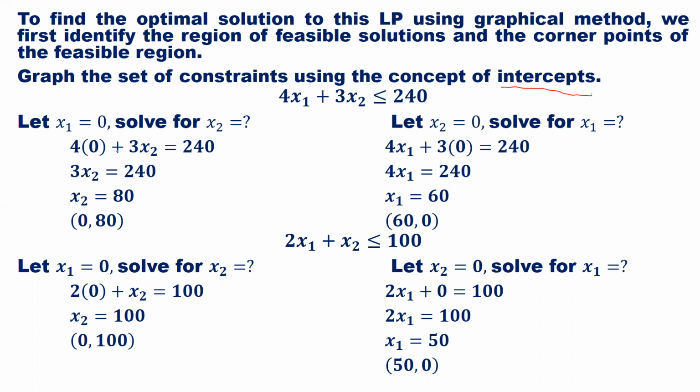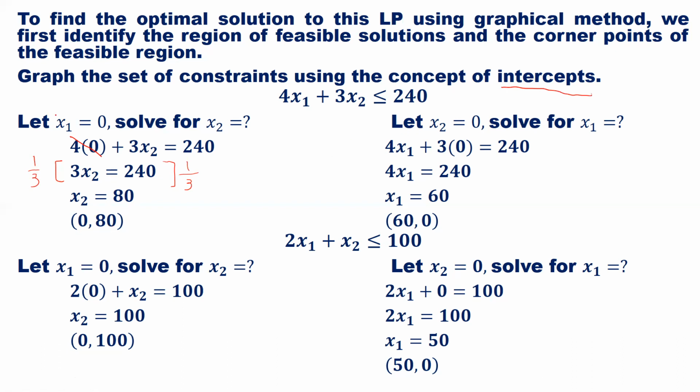So in intercepts, the first thing that we do is we let x sub 1 be equal to 0. So that's the rule, no? And then we solve for x sub 2. So we substitute 4 times 0 plus 3x sub 2 equals 240. So this is 0, so what remains is 3x sub 2, which is equal to 240. And then we divide both sides by 3, or we can multiply by 1/3, to eliminate the coefficient 3. So it becomes x sub 2 equals 80. So meaning when x sub 1 is 0, our x sub 2 is 80.